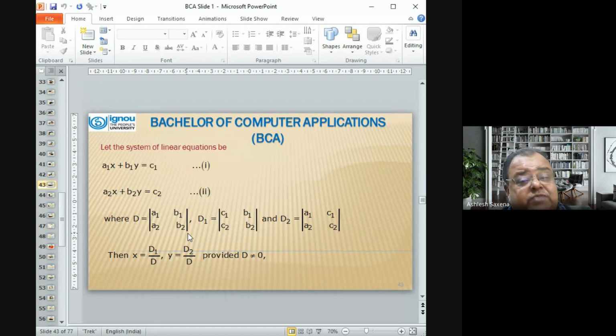Don't change the order of the equation when you are taking up the coefficients from the equation. A1, A2, B1, B2. When you solve it, it will become A1 B2 minus B1 A2. Remember, it should not be equal to 0. When you are finding D1, replace this X column by C1, C2. And for D2, replace the Y column, B1, B2, by C1, C2. These are the three matrices. You have to find the value of these three matrices. For X, it will be D1 by D, and for Y, it will be D2 by D.